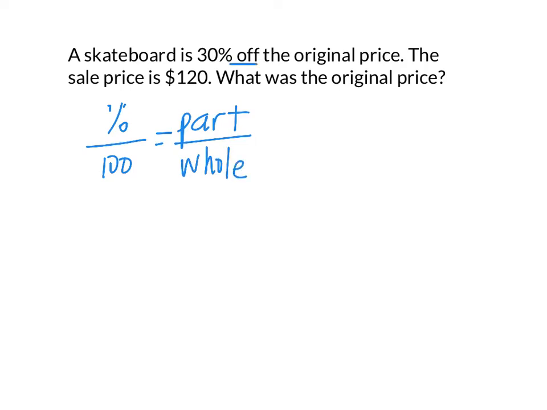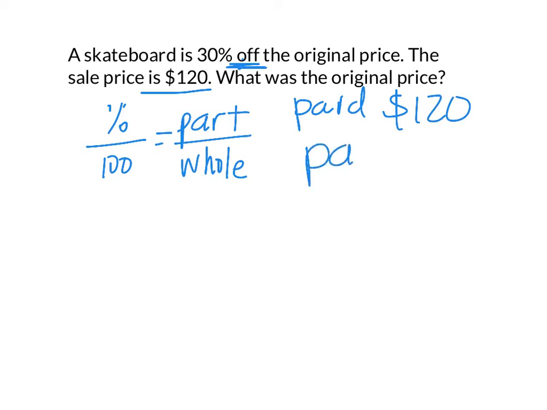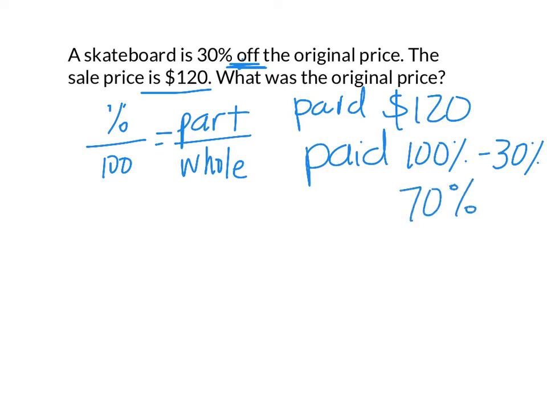It says 30% off, and so we need to be careful of that. So did they get $120 off? We need to figure out, did they get it off or is that what they paid? Well, 120 is what they paid. And so what we need to do is figure out what percent they paid. So if they didn't pay 30%, it's 100% minus 30%. So they paid 70%. So that's the percent I'm going to use in my equation.